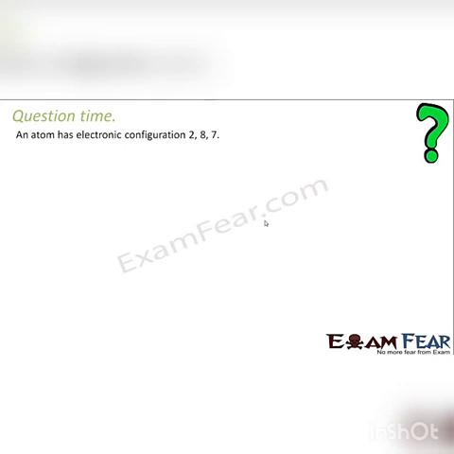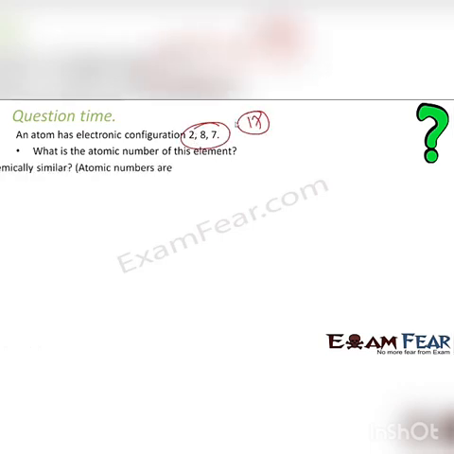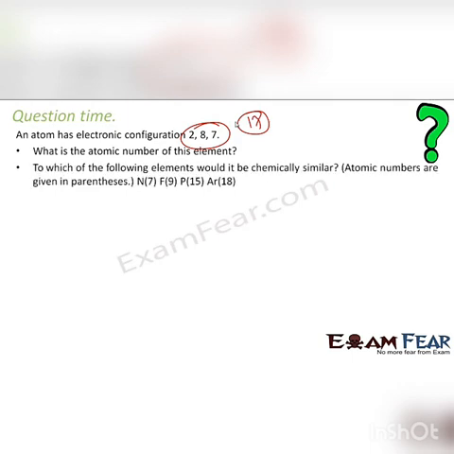An atom has the electronic configuration of 2, 8, 7. What is the atomic number? You add all these values, so you get 17. So 17 is my atomic number. To which of the following elements would it be chemically similar?